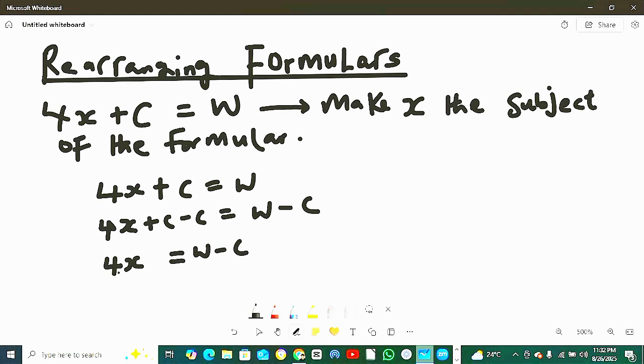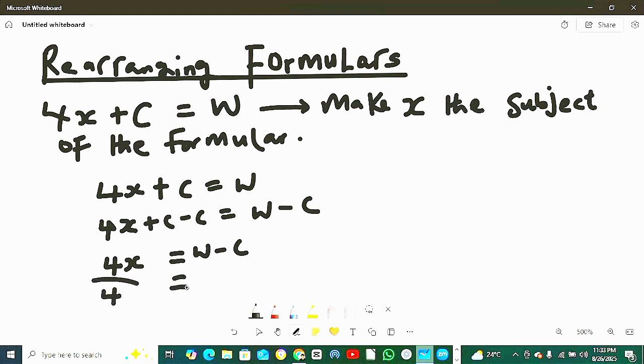So here, this is multiplication. 4x actually means 4 times x. The opposite of multiplication is division. So to eliminate 4, so that x can be by itself, we have to introduce a division sign. Whatever we do here, we do it here. So 4x divided by 4.